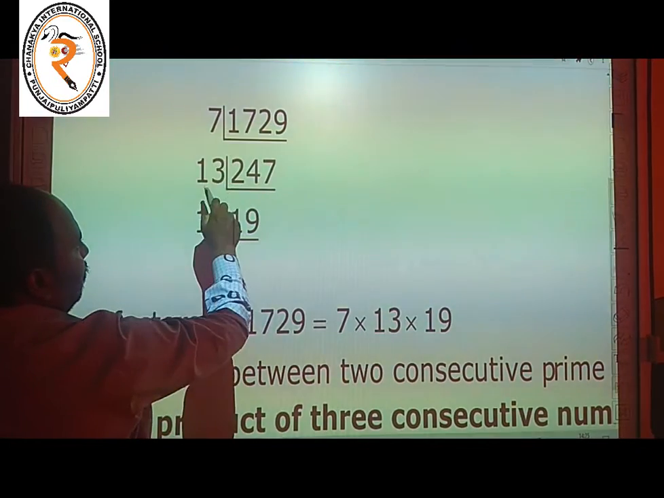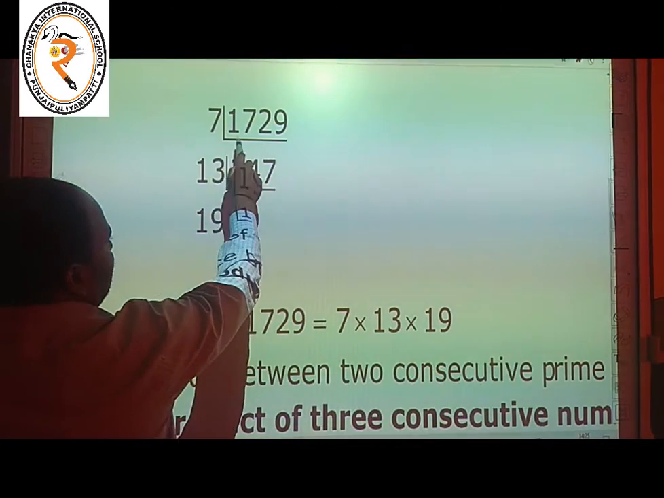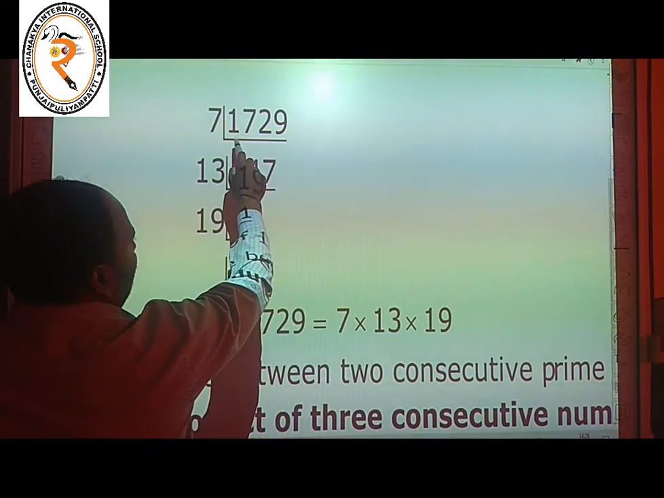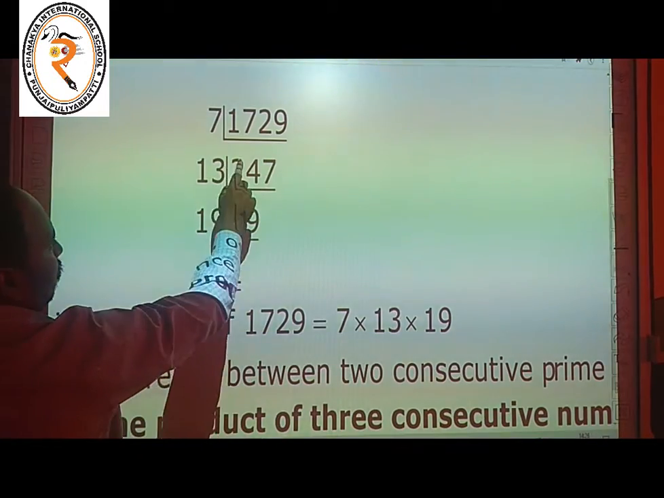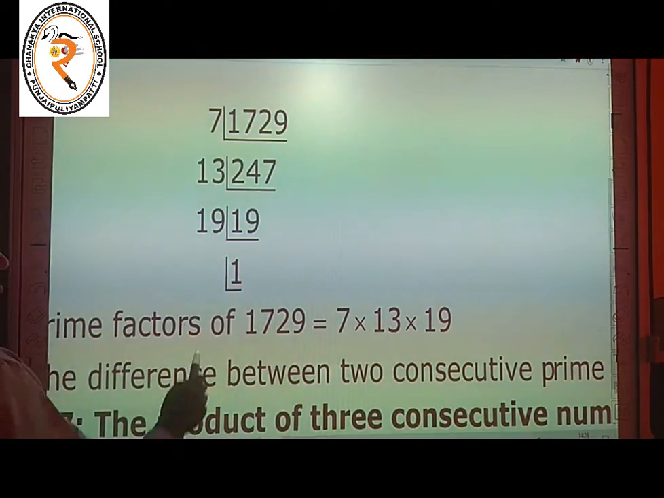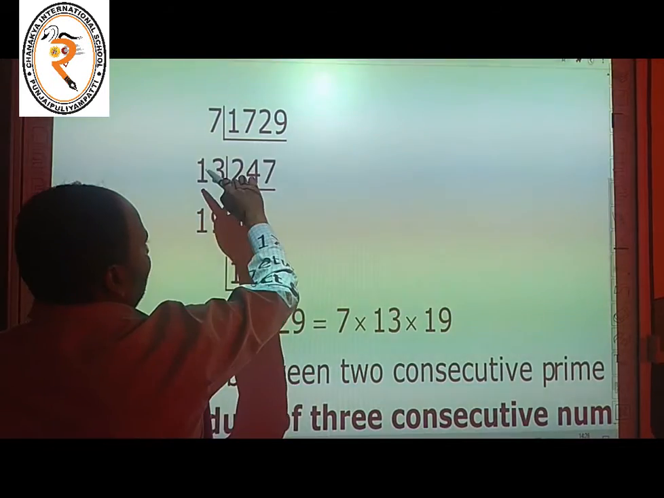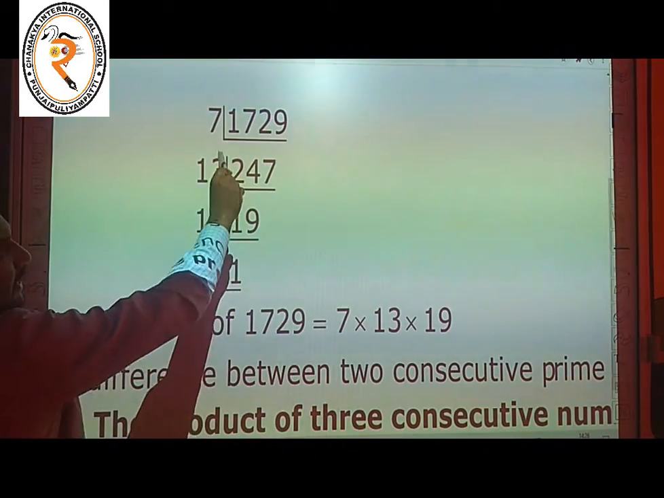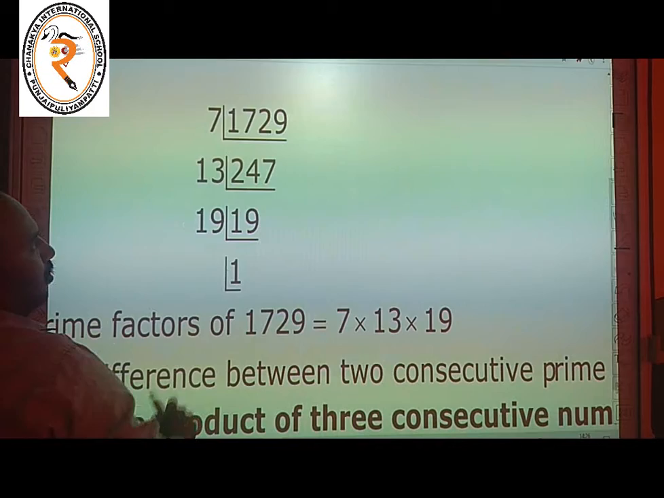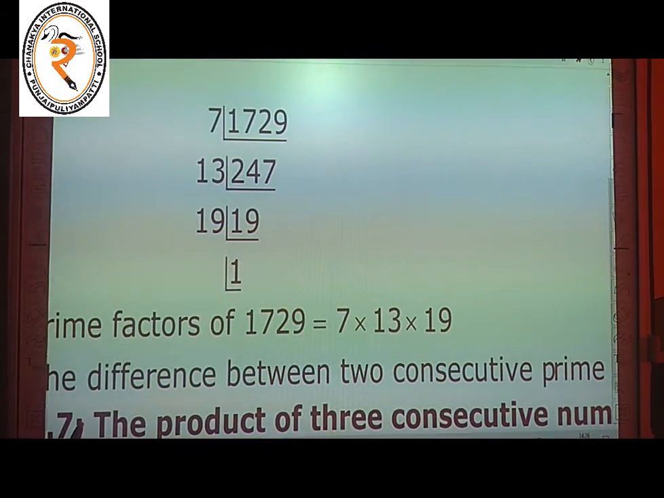7 times 7. First we take 3 digit numbers 17. 2 sevens are 14. Remaining 3, having 32. Again 4 sevens are 28. 32 minus 28.